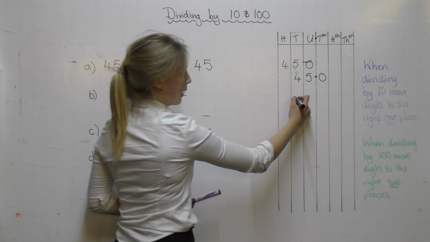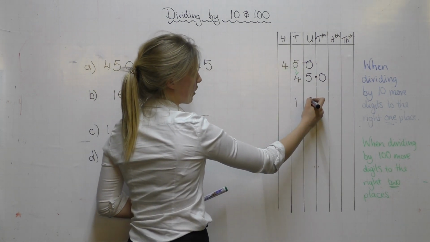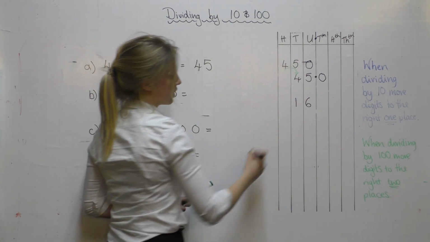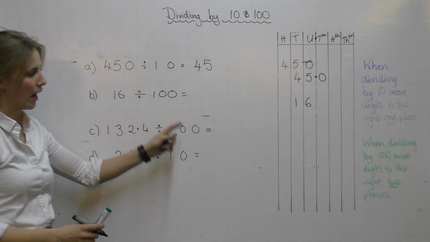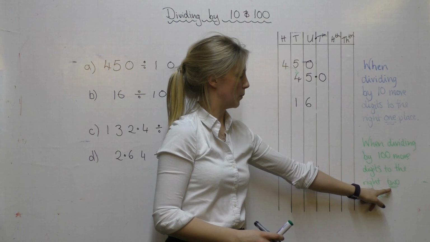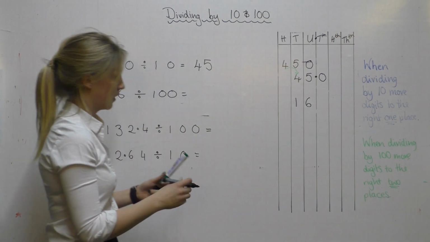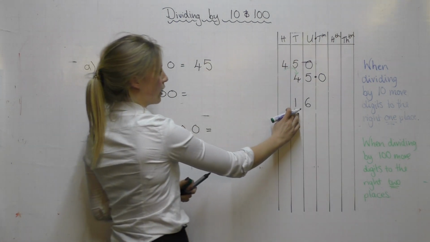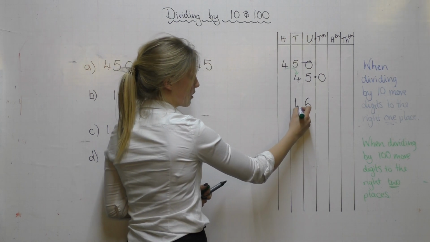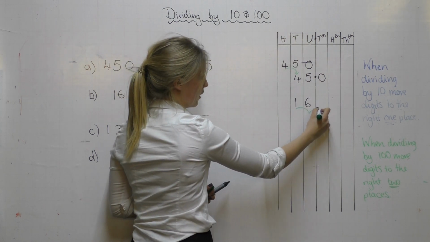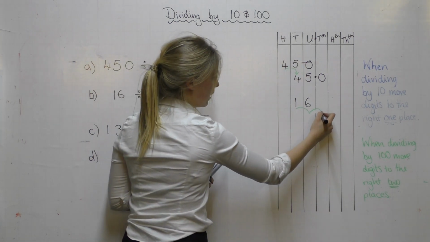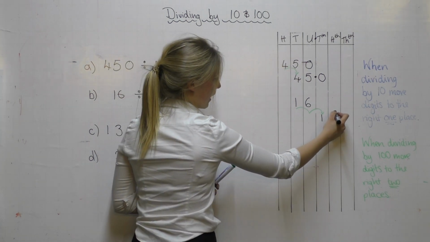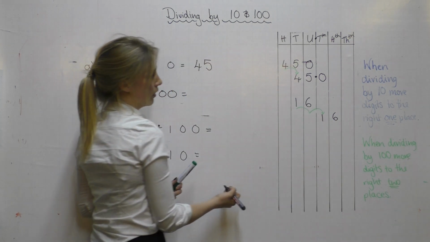So again, I'm going to put 1 in my tens column and 6 in my units column. This time, as I'm dividing by 100, I need to move my digits 2 places to the right. So again, taking my far left digit, it's going to go 1 column over, 2 columns over. So that is going to be our 1 in our tenths column and 6 in our hundredths column.